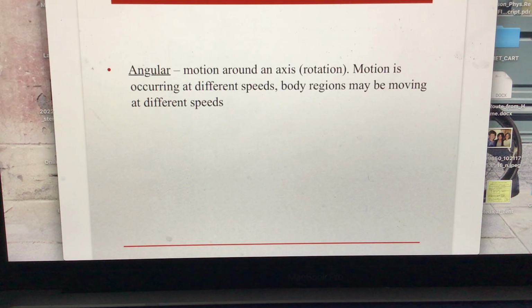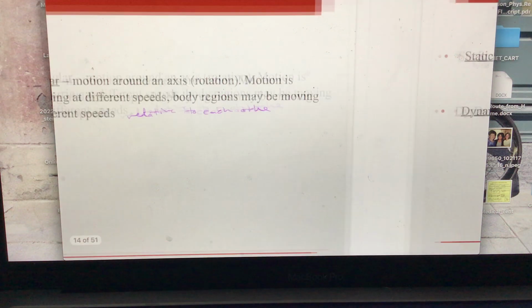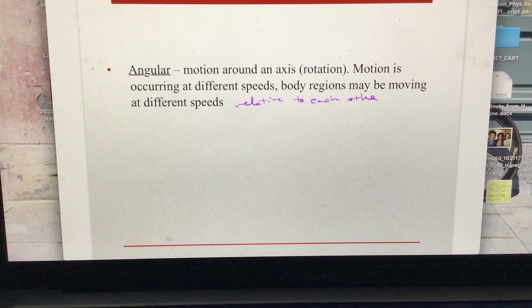Angular is motion around an axis. Typically, motion is occurring at different speeds. Body regions may be moving at different speeds relative to each other. Kind of the opposite of linear. Do I have any examples on here? Okay. Angular motions are much more common. If we think about particularly American sports, these are much more common. What are some examples? I already gave you some.